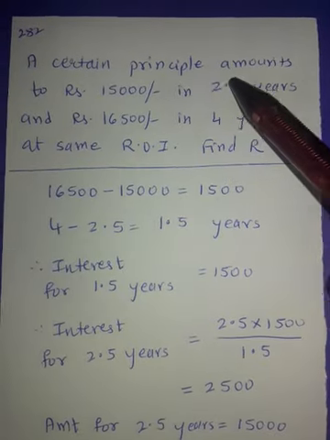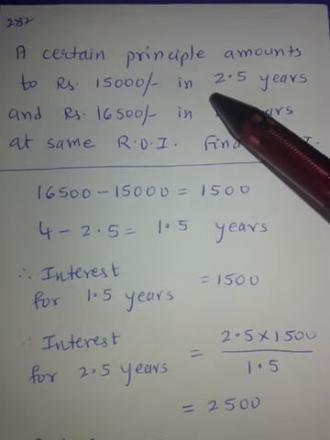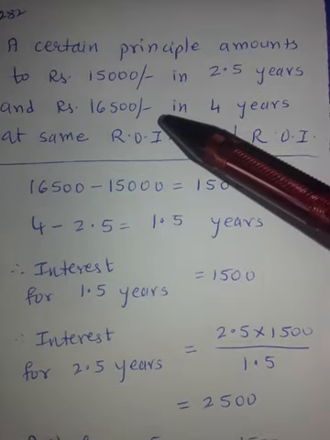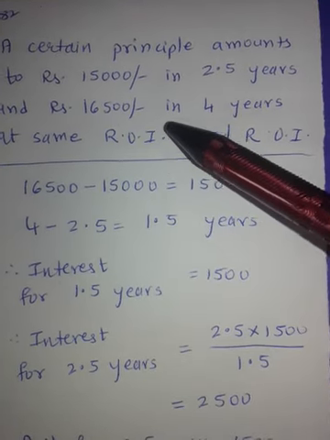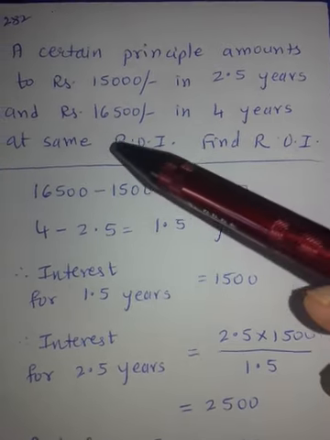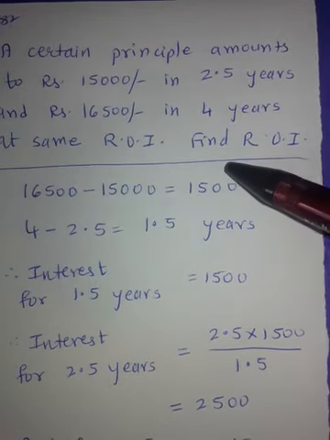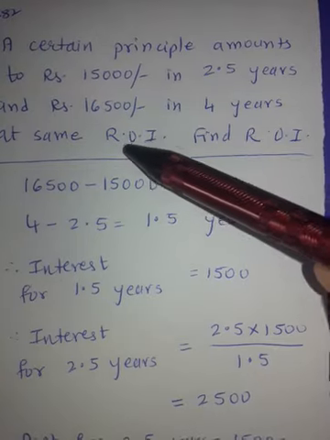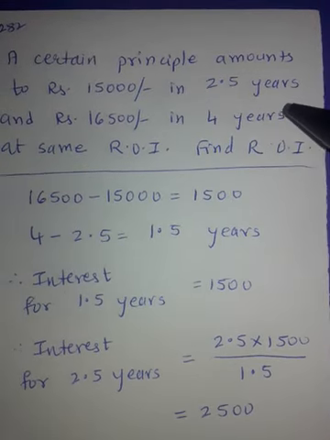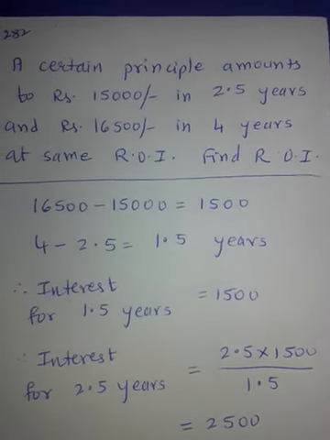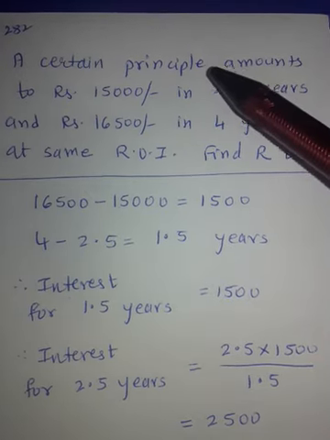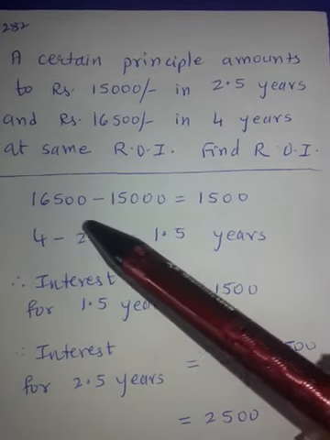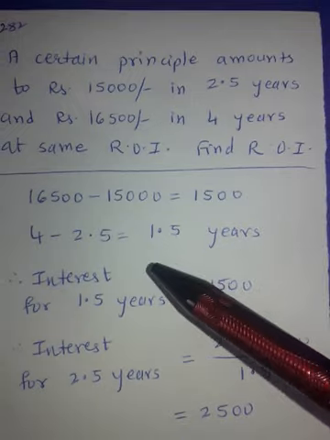A certain principal amounts to rupees 15,000 in 2.5 years and rupees 16,500 in 4 years. At the same ROI, find the ROI. That is rate of interest. ROI means rate of interest. Now what is given to us? We are given amounts. A certain principal amounts to something. So this is also an amount, this is also an amount.